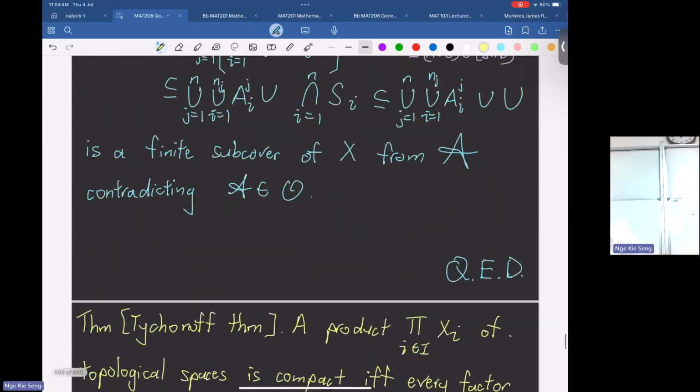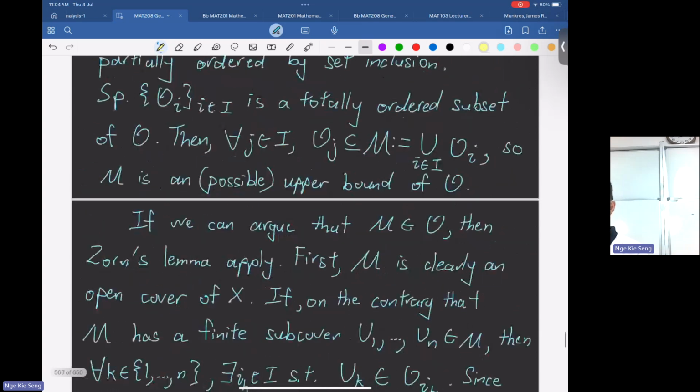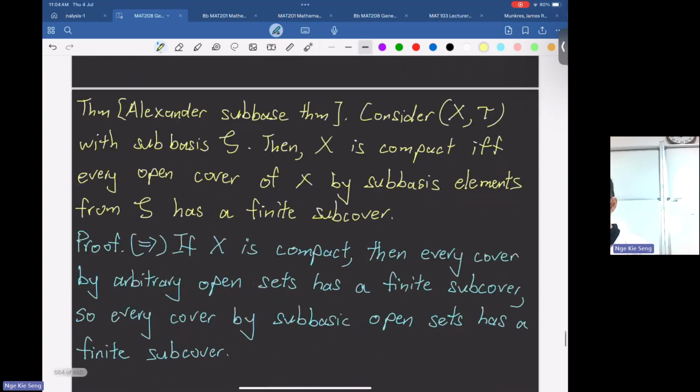Okay, right. Let's go back to this part here. So remember yesterday we proved this Alexander subbasis theorem. So one direction is immediate. From left to right is immediate, but right to left needs some advanced tool, which is Zorn's lemma.